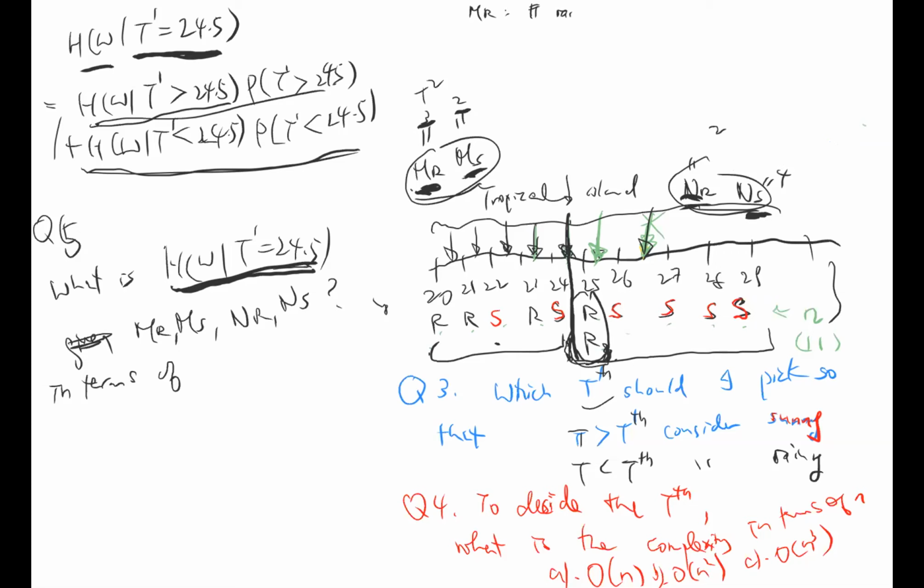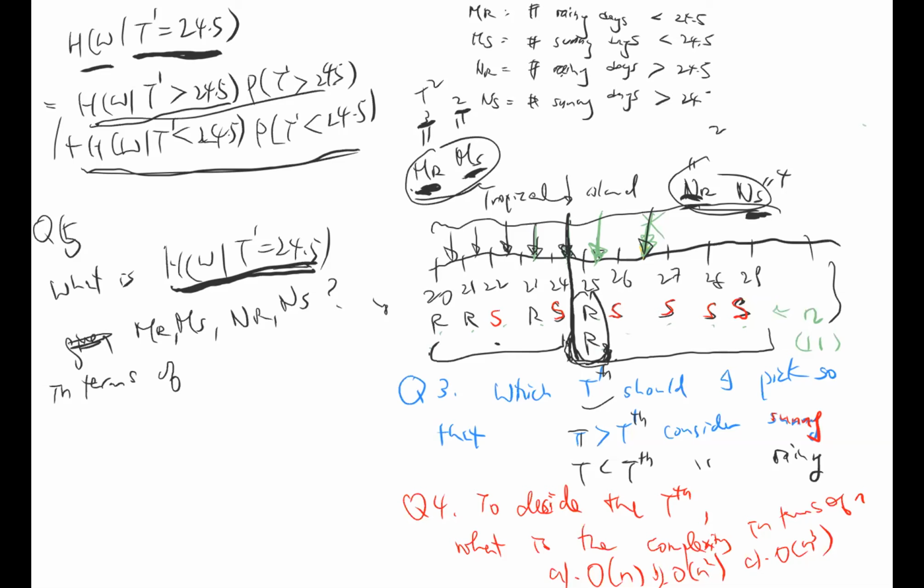Rainy days less than 24.5 degrees, right? And MS is the number of sunny days less than 24.5 degrees, and NR is the number of rainy days above 24.5 degrees, and NS is the number of sunny days above 24.5 degrees.